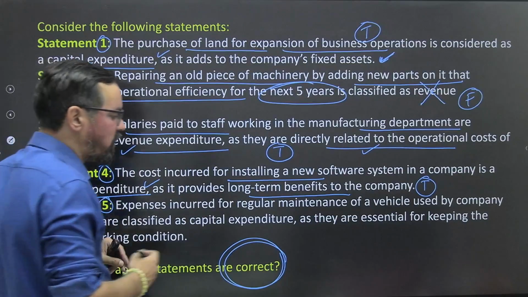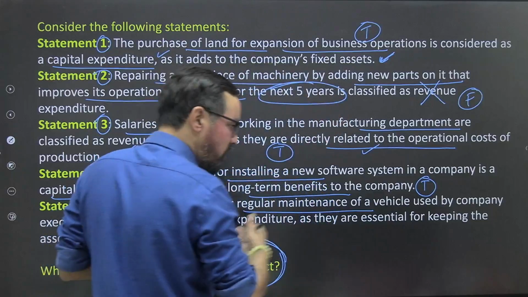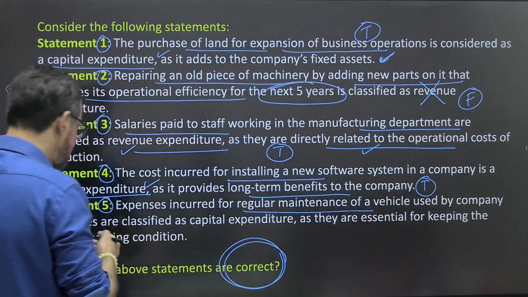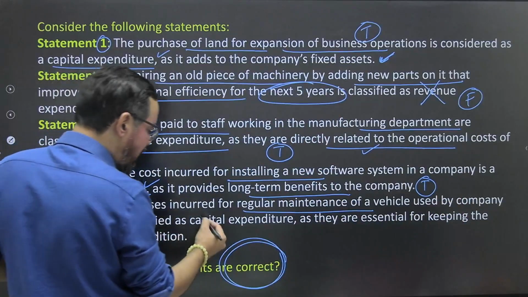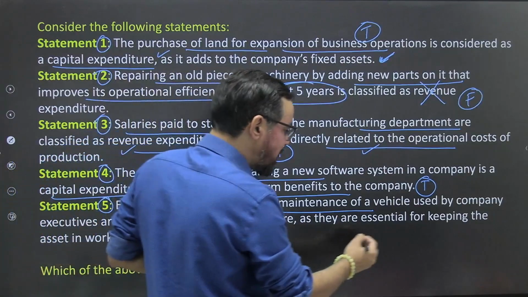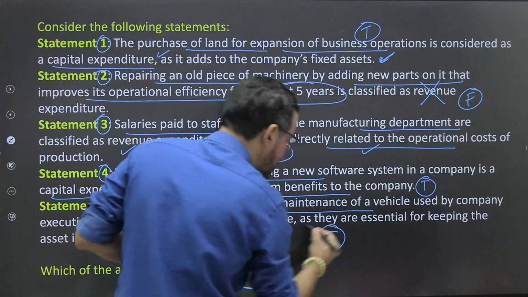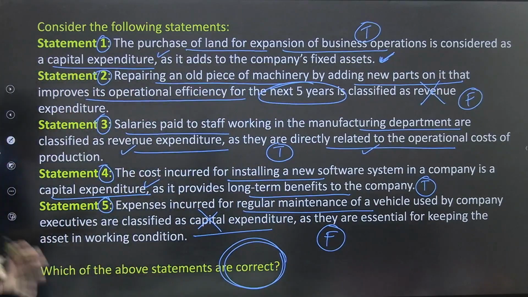Final statement, statement 5: expenses incurred for regular maintenance of vehicles by a company executive are classified as capital. No, these are revenue expenditure as they are essential for keeping it in working condition. So this is false, right? So you have to find out the true answer.